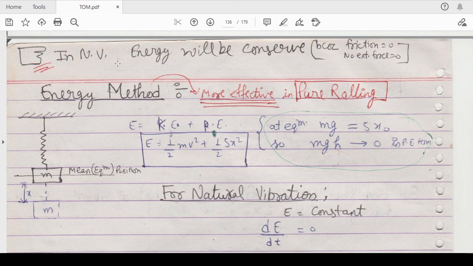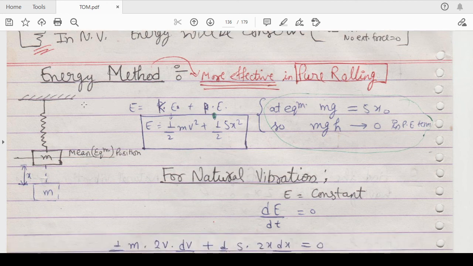So in natural vibration, energy will be conserved, or you can say the friction will be zero and no external forces will be applied. Okay, and it is a more effective way in pure rolling calculations. Wherever there is pure rolling, you can utilize this method more easily and more effectively. As the name suggests, in this energy method you have to calculate the whole kinetic energy as well as the potential energy.